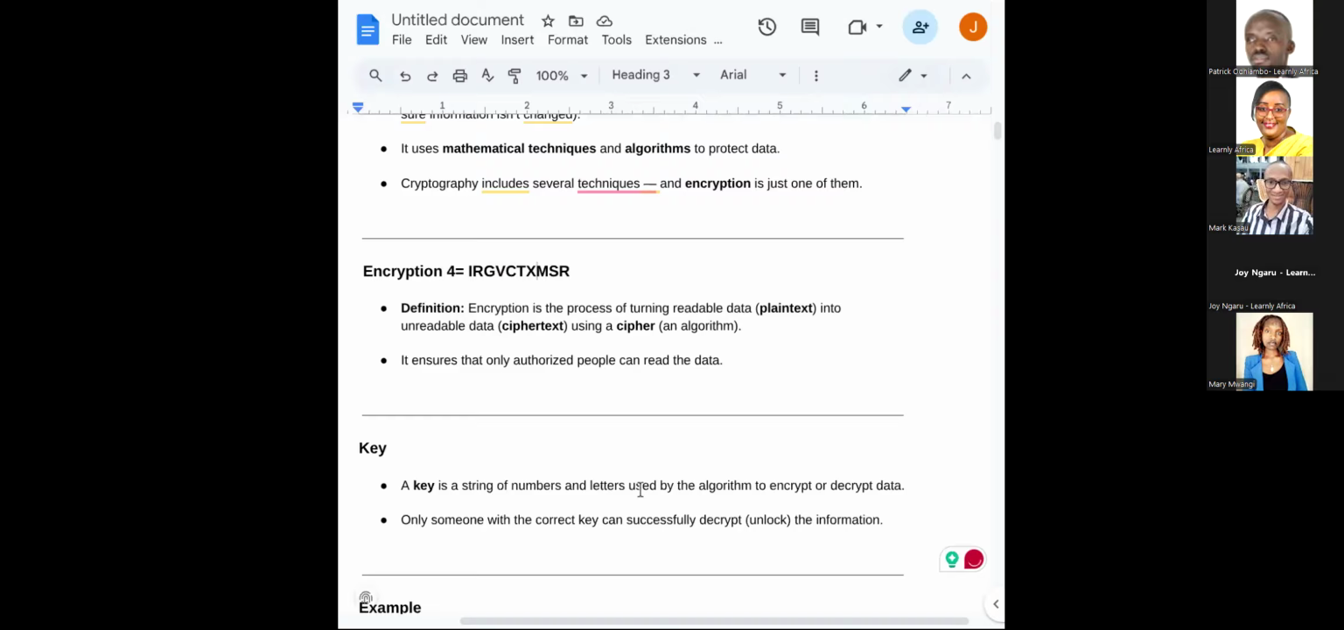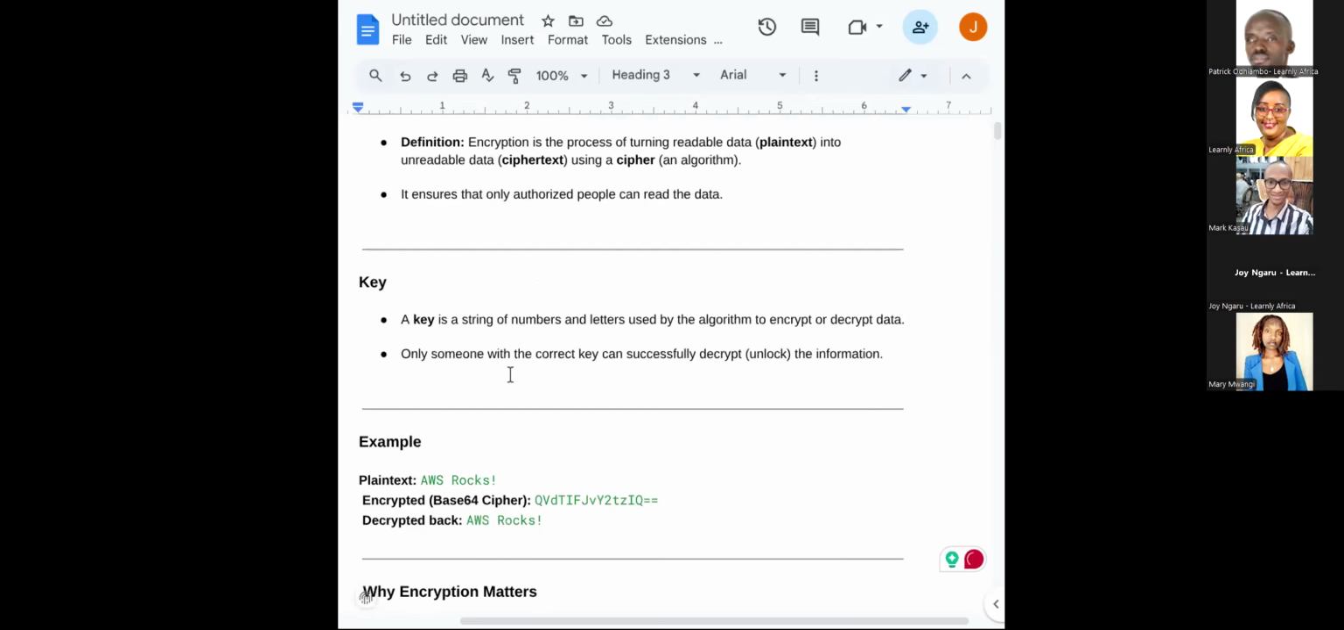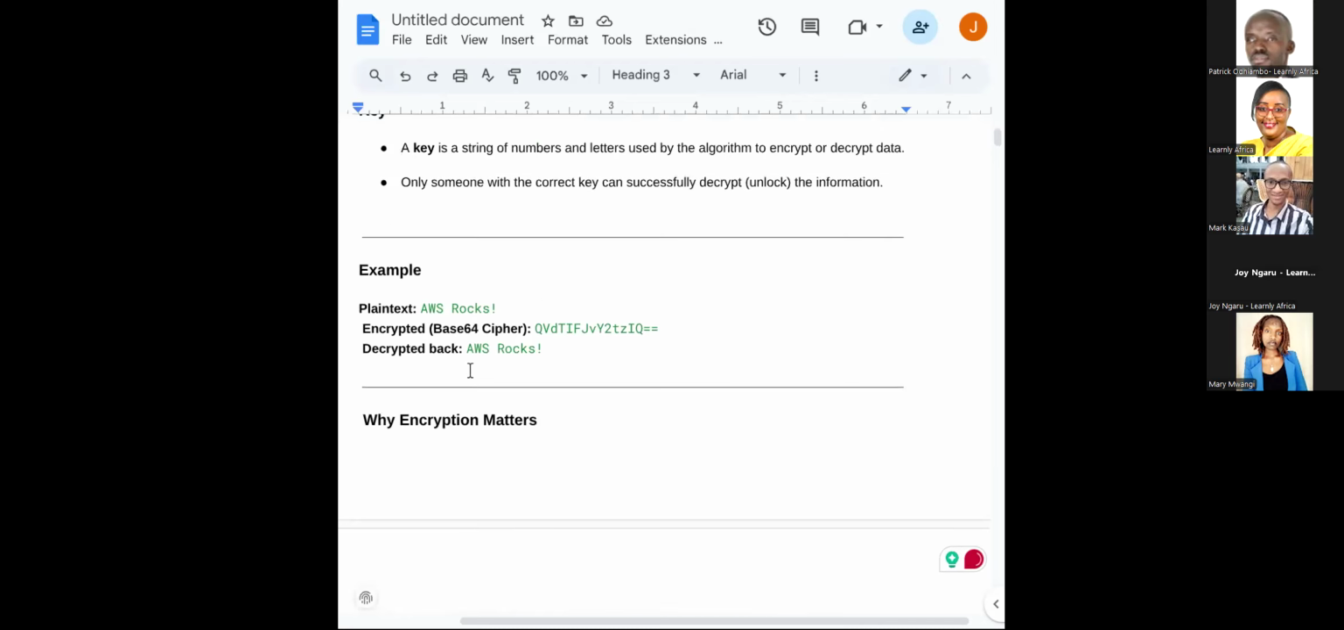Okay. So a key is the string of numbers or letters by algorithm that you'd use to encrypt. For example, my key right here is 4. So because I've given you my key, that's when you can be able to decrypt this word right here. Okay. Have you guys understood that? Have you guys understood the basic meaning of encryption?